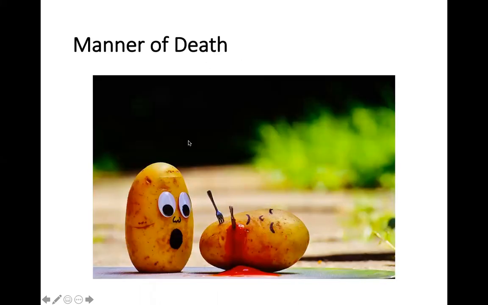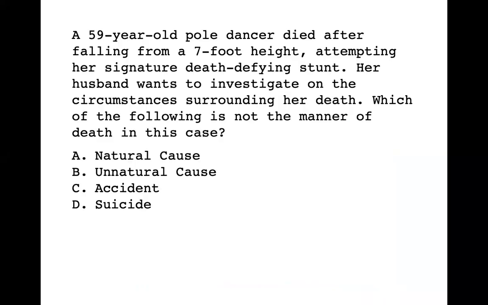Okay, very good. So next we go to the manner of death. So ano yung manner of death? The manner of death will tell us how the injury or disease leads to death. So for example, itong patatas, pinatay siya ng isang patata. Okay. So next question is, a 59-year-old pole dancer died after falling from a 7-foot height attempting her signature death-defying stunt. Baw si Lola, may signature death-defying stunt. Her husband wants to investigate on the circumstances surrounding her death. Which of the following is not the manner of death in this case?